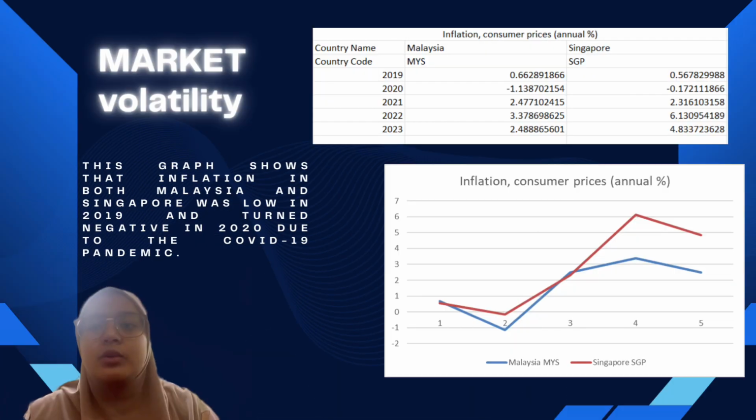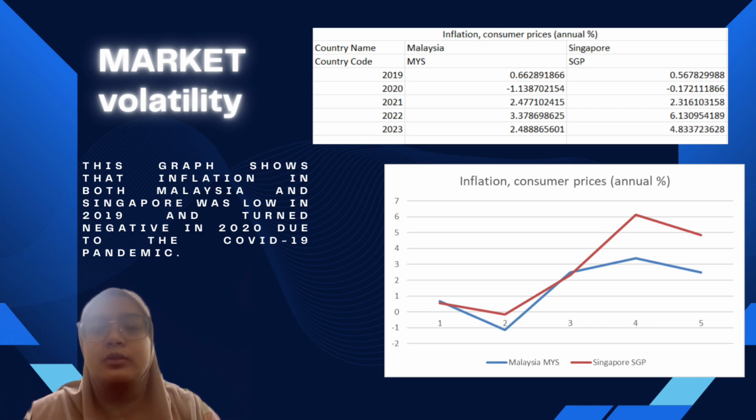The chart shows the annual inflation rate in Malaysia and Singapore from 2019 to 2023. In 2019, both countries experienced low inflation, indicating stable prices. In 2020, inflation became negative in both Malaysia and Singapore due to reduced economic activity during the COVID-19 pandemic. As economies recovered in 2021, inflation increased in both countries.